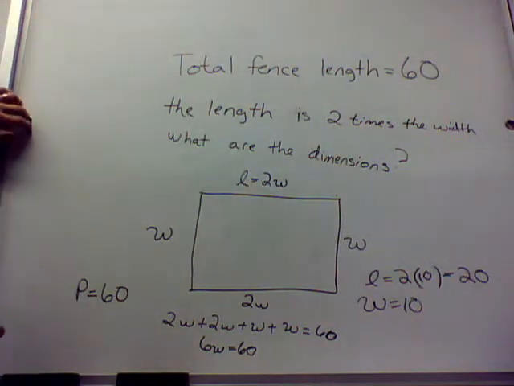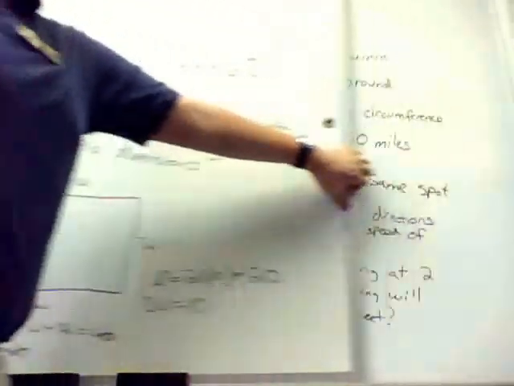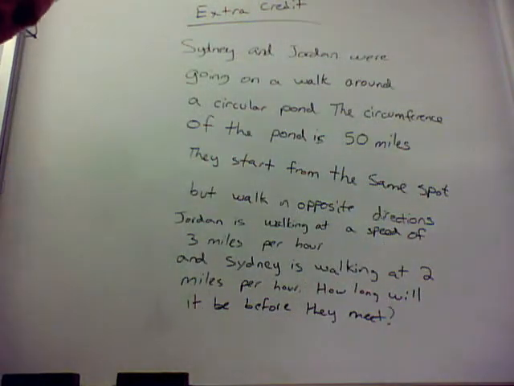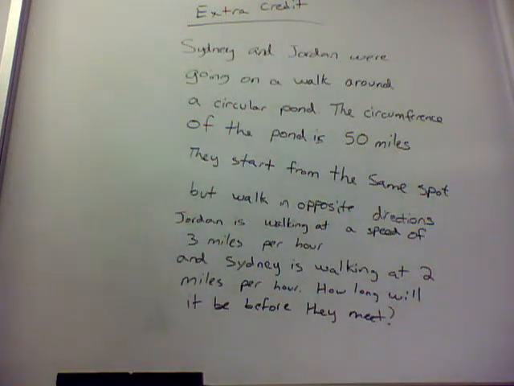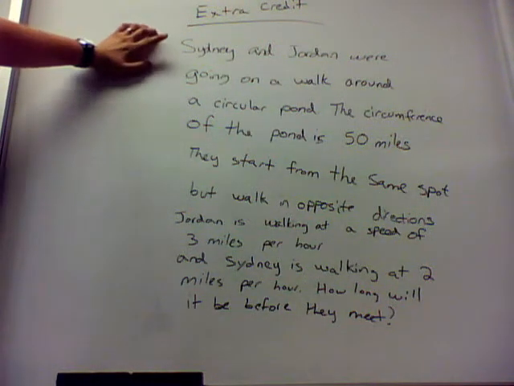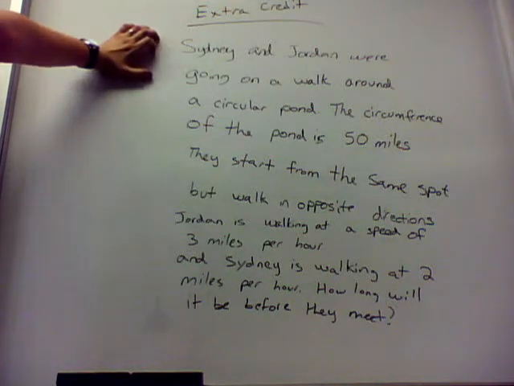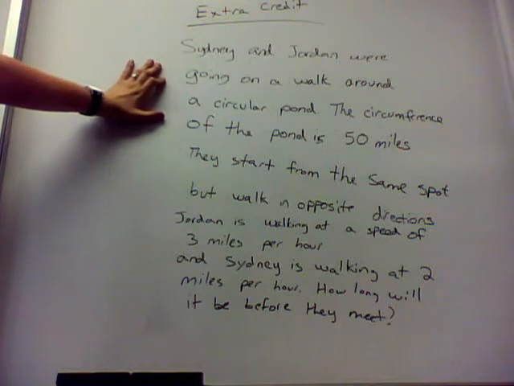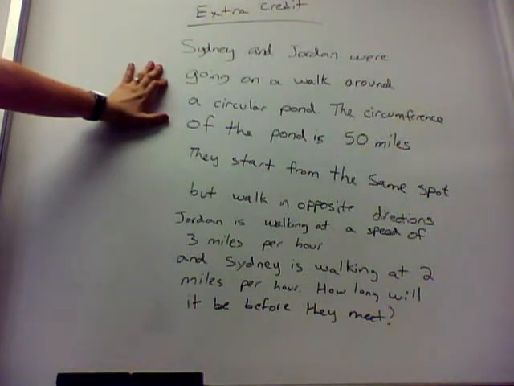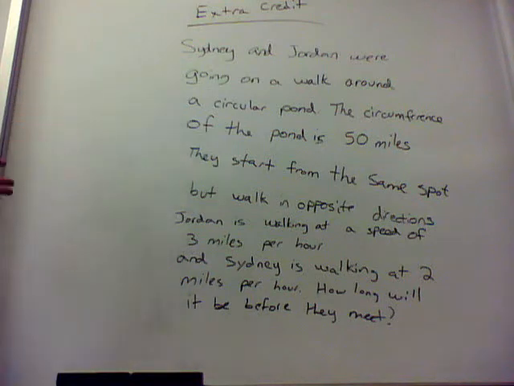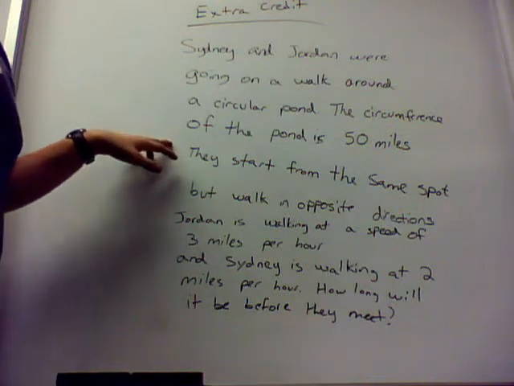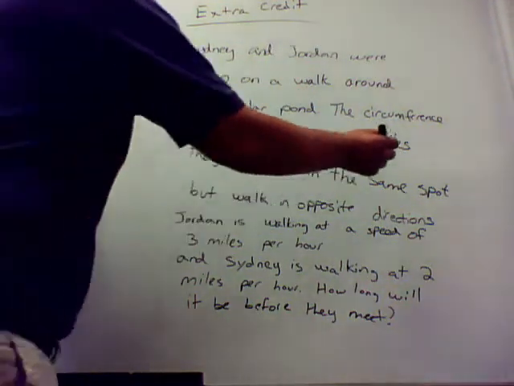This next one, well, it took me a lot of writing because I actually wrote out the problem. So you can see it kind of has a Star Wars effect. It's really big down at the bottom and small at the top because the camera's kind of tilted upward. But anyway, it reads, Sydney and Jordan were going on a walk around a circular pond. The circumference of the pond is 50 miles. If you remember, circumference is virtually the exact same thing as saying perimeter, just when we're talking about circles. So it's just the distance around the circle, just like perimeter is the distance around a square or something like that. Okay, so the circumference is 50 miles.